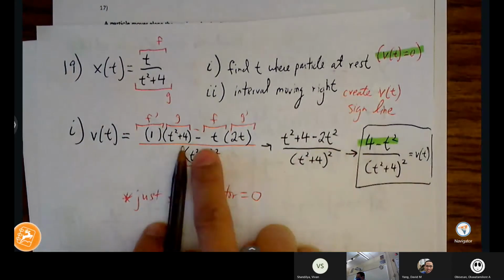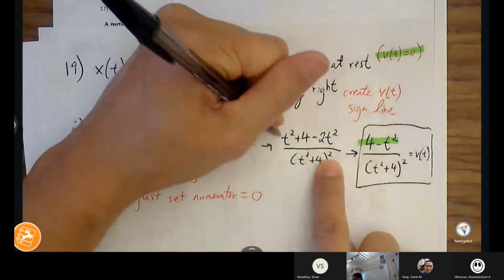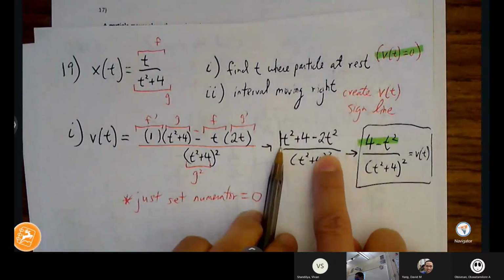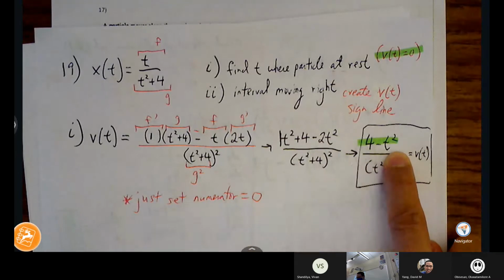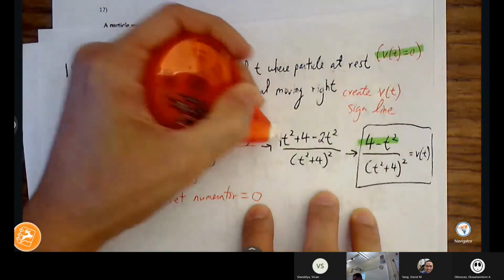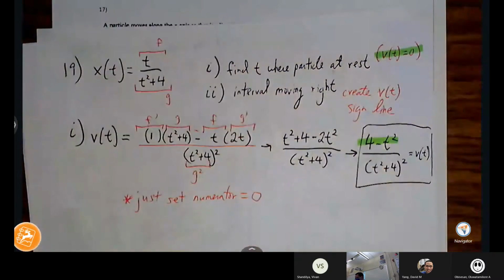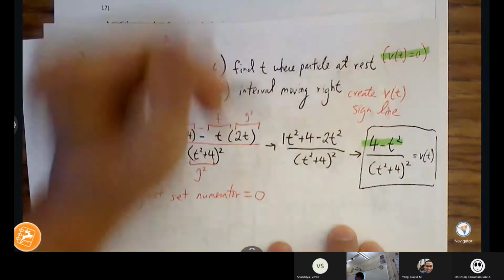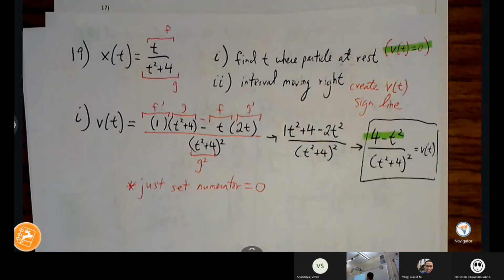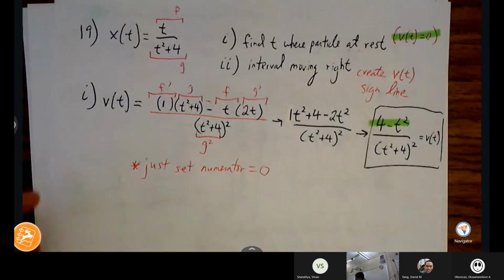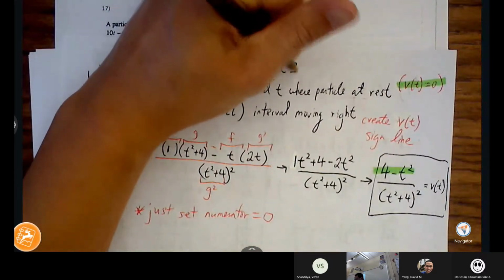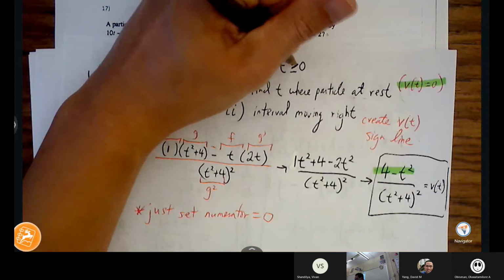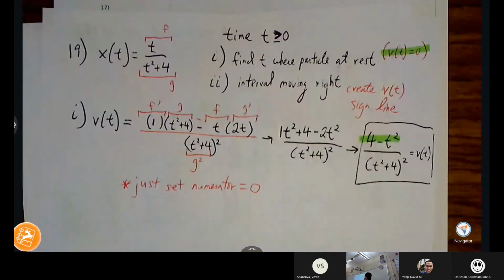So this is the result of quotient rule here, and I'm just combining like terms. So 1t squared minus 2t squared is going to be negative 1t squared. And I just made that 4 minus t squared. All right, so just the numerator equal to 0. Oh, there's an additional restriction here. It says time t is greater than or equal to 0. So they're giving us a restriction that we're only dealing with 0 and numbers to the right of 0.